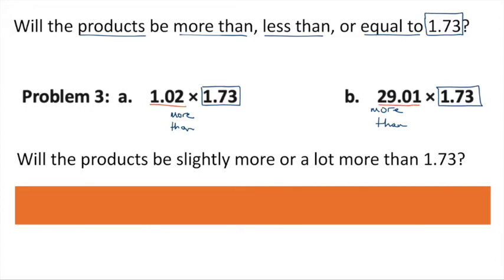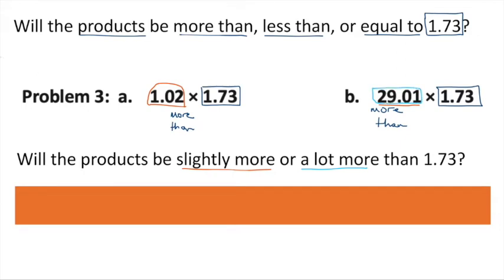Yeah, 1 and 2/100ths is way closer to 1 than 29 and 1/100th. So this product is going to be slightly more than 1 and 73/100ths, while 29 and 1/100th is going to be a lot more than 1 and 73/100ths, right? Because of its distance from the whole. Okay.